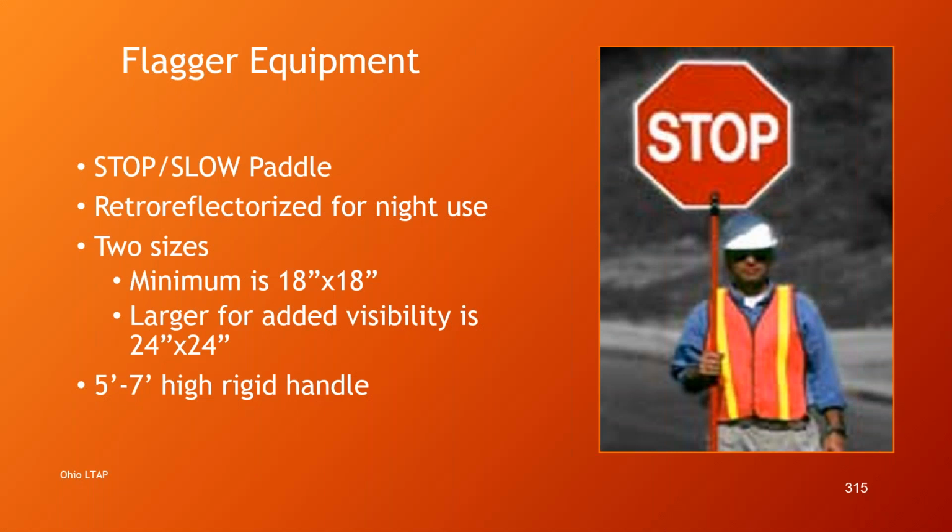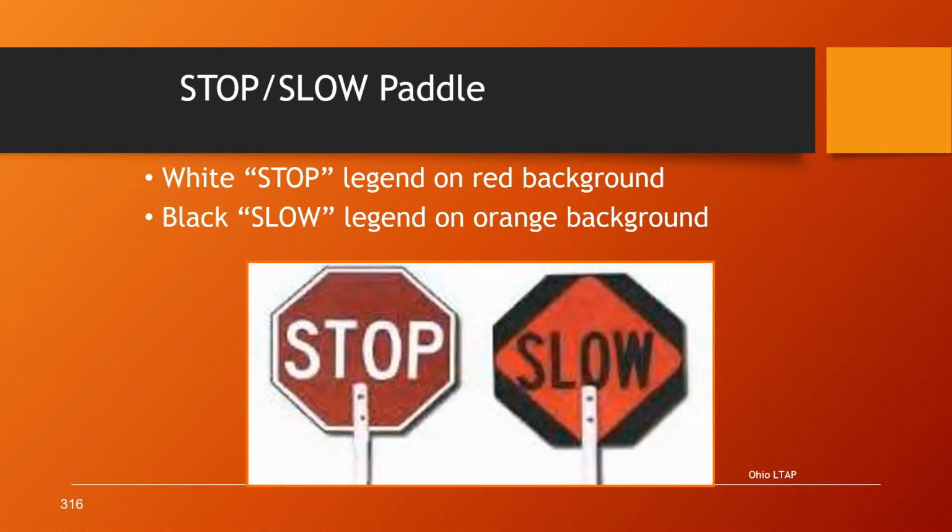Let's take a look at our standard flagger equipment. You've got your stop/slow paddle that you see there, which is retroreflectorized for night use. They typically come in two sizes, 18 by 18 inches and 24 by 24. Of course, if I was you, I wouldn't even mess around with the 18 by 18. Let's just go ahead and get the 24 by 24, right? And then it's attached to a rigid handle that is from 5 feet to 7 feet in height. So here's what the stop/slow paddle looks like on both sides.